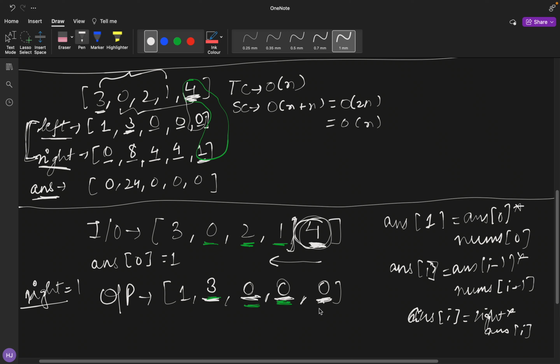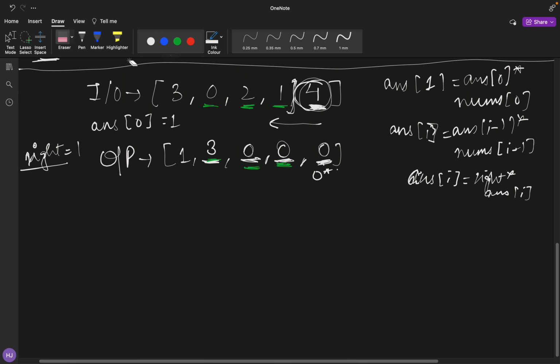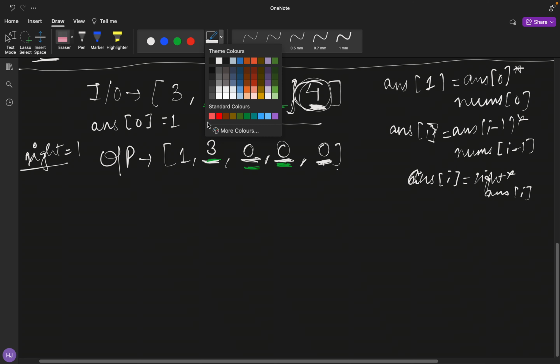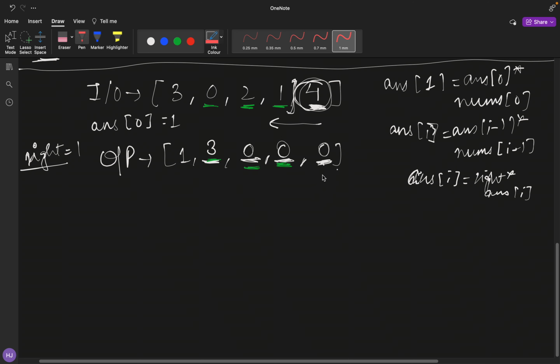So now let's compute the product of this. So what is my answer? It's 0 into 1. Let's compute this answer. So what would be the answer for this? It would be 0 into 1, which is equal to 0. So 0 is my final value which would be present at this array.